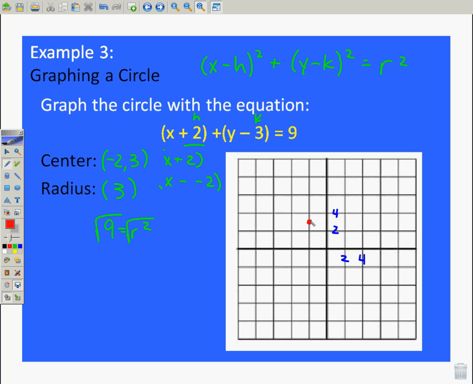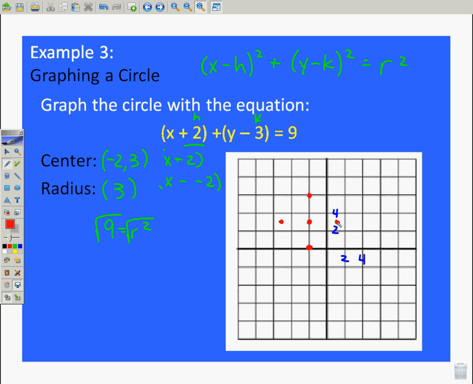Watch how I do this. When I go ahead and draw this circle, the radius is 3. So what I'm going to do is this. I'm going to go 3 up from here. Remember, I'm counting by 2's. I'm going to go 3 out from here. I'm going to go 3 down. I'm going to go 3 out to the side. Now, I have something that looks like a little bit of a modified cross.